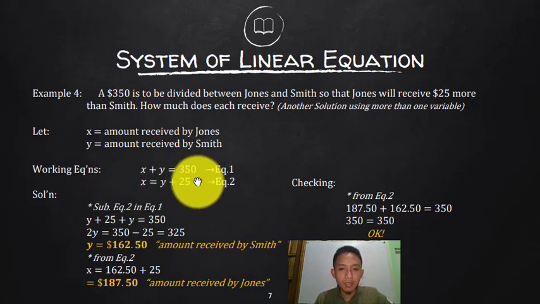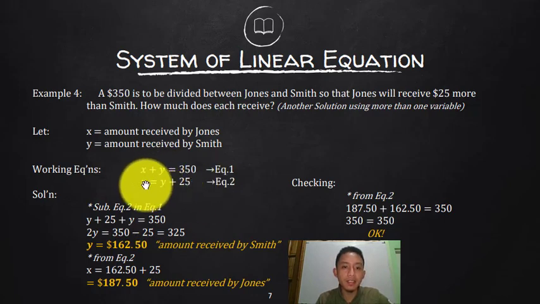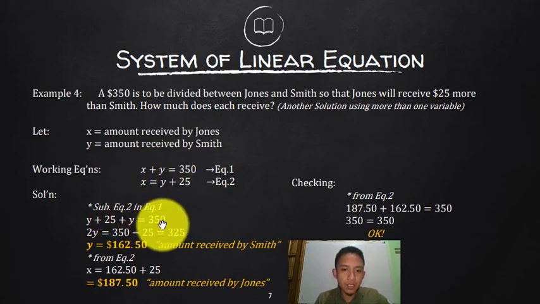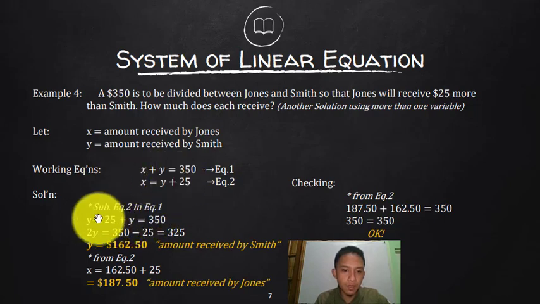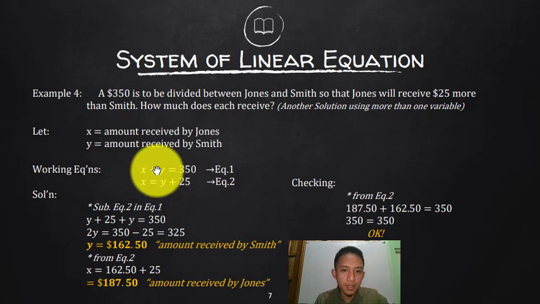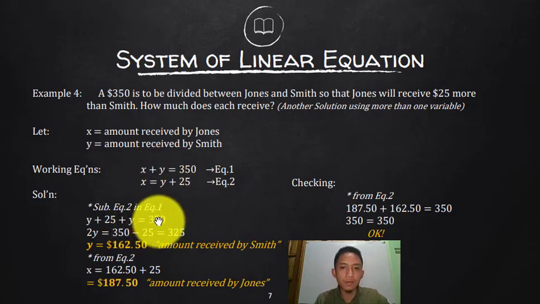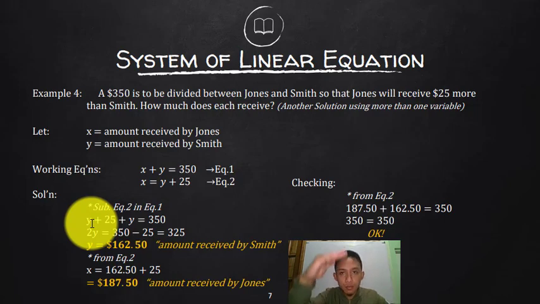Okay, so by substitution, I will substitute equation 2 into equation 1 directly, since that is already arranged. So the value of X will just become Y plus 25. In your equation number 1, substitute your equation number 2. So that will be Y plus 25 plus Y still equals 350. Okay, so in this equation you only have one unknown, so you can now proceed.